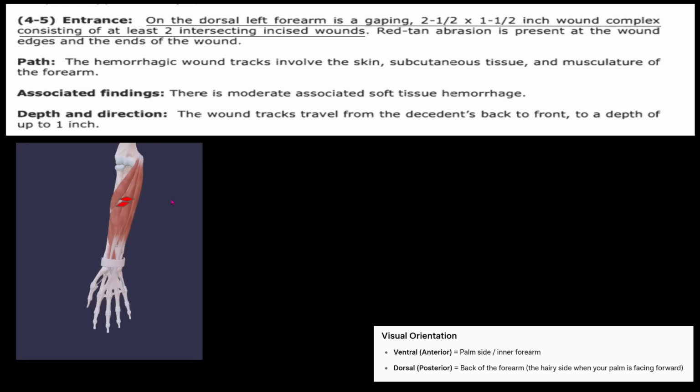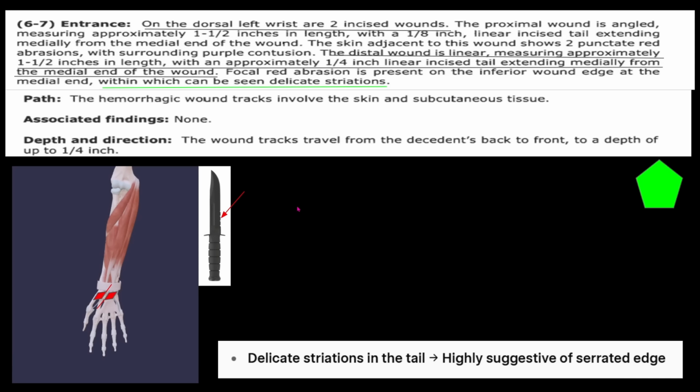And then there's 2 more slashes in the same general area, a 2.5 inch and a 1.5 inch wound complex. These intersect. And again, these look like more defensive wounds. Then on her left hand, you've got 2 slashes with tails, with striations indicating a serrated blade, highly indicative of a serrated blade on those.